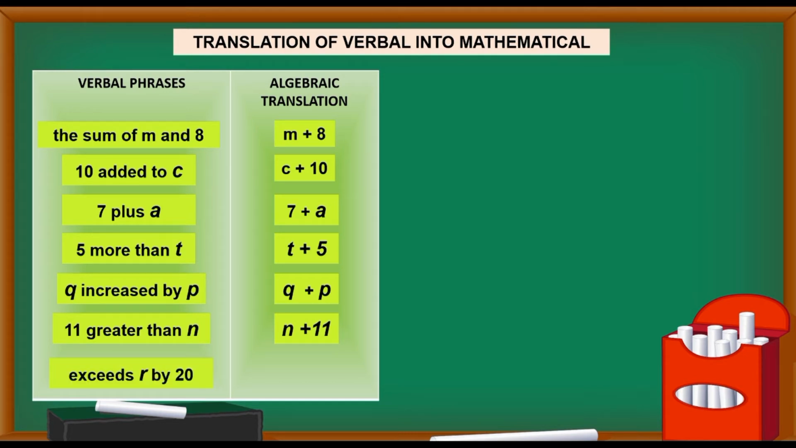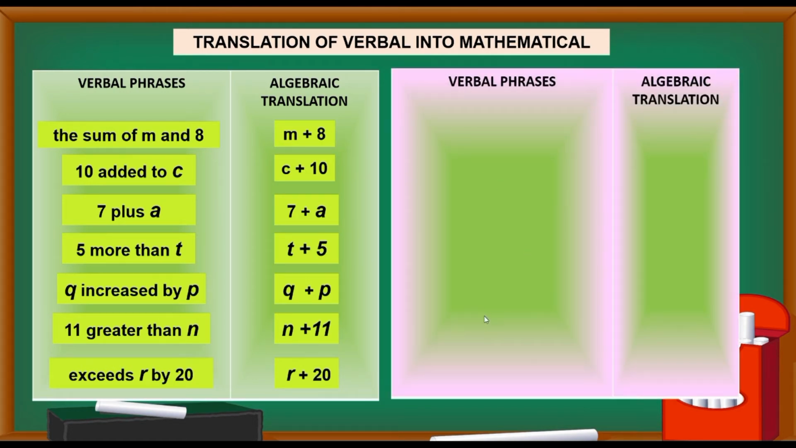And then, exceeds R by 20. So, tumaas daw ng 20 yung R. So, sino mauuna? So, that would be R plus 20. Kasi, nadagdagan daw yung R ng 20. So, yan po ang ating addition. So, paano naman kapag subtraction? So, sa verbal phrases and then algebraic translation.